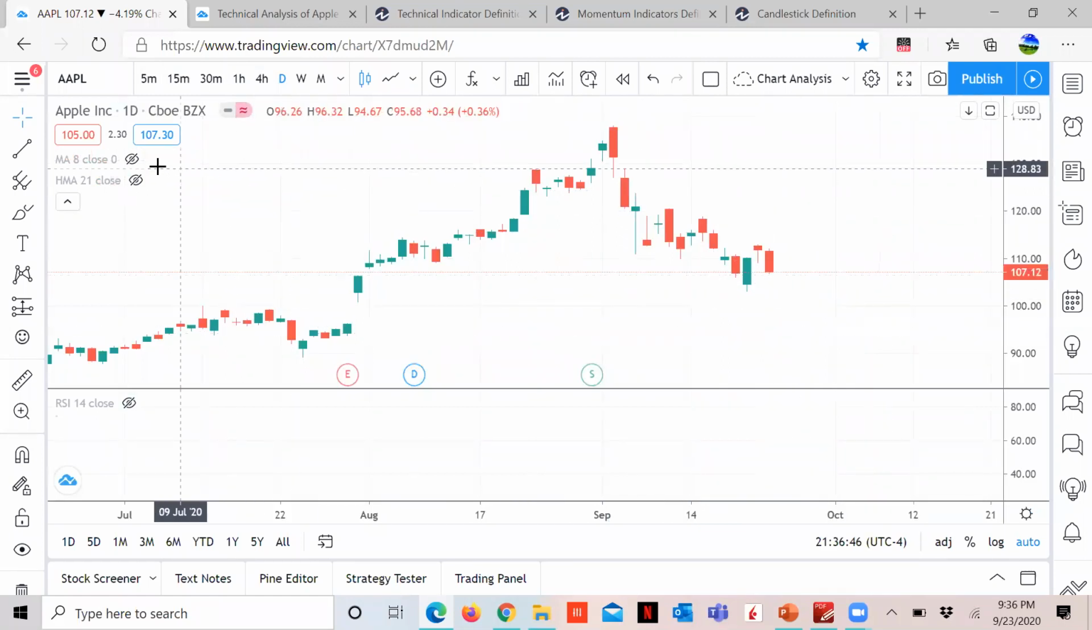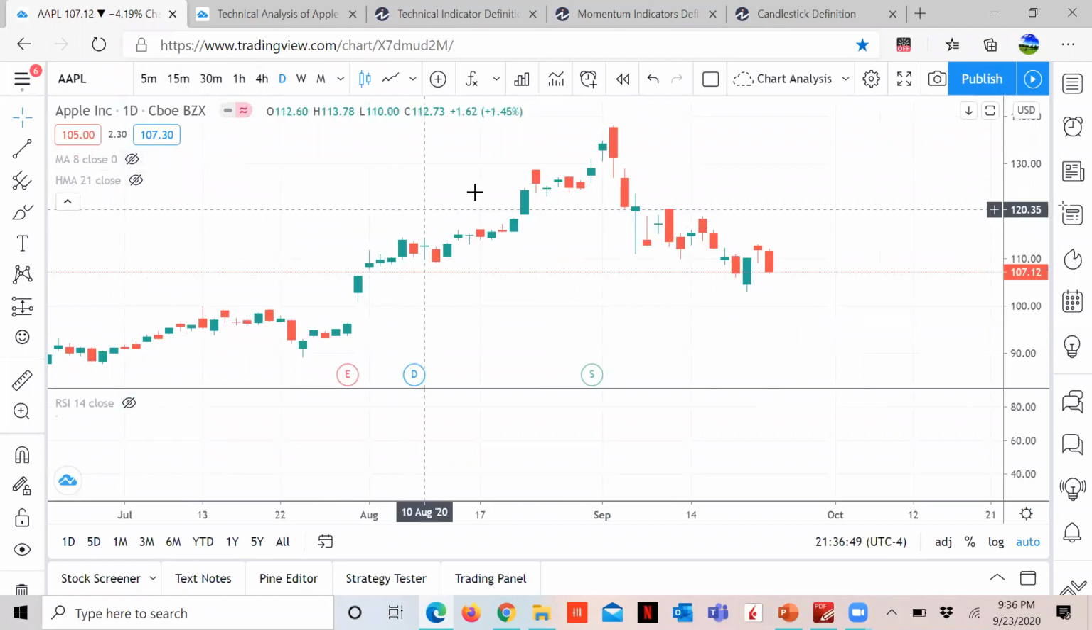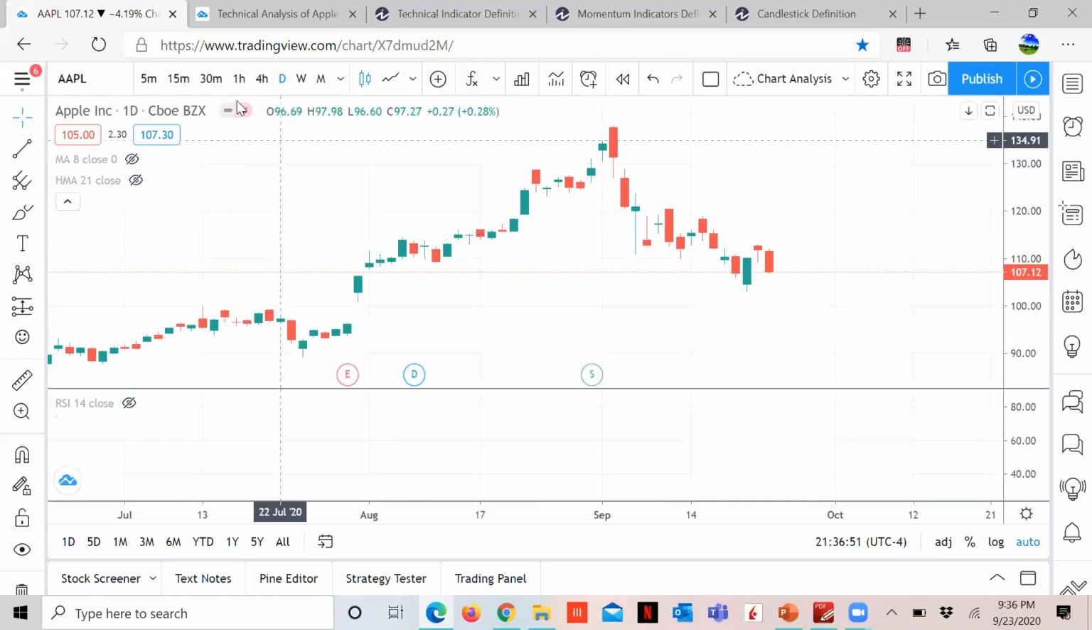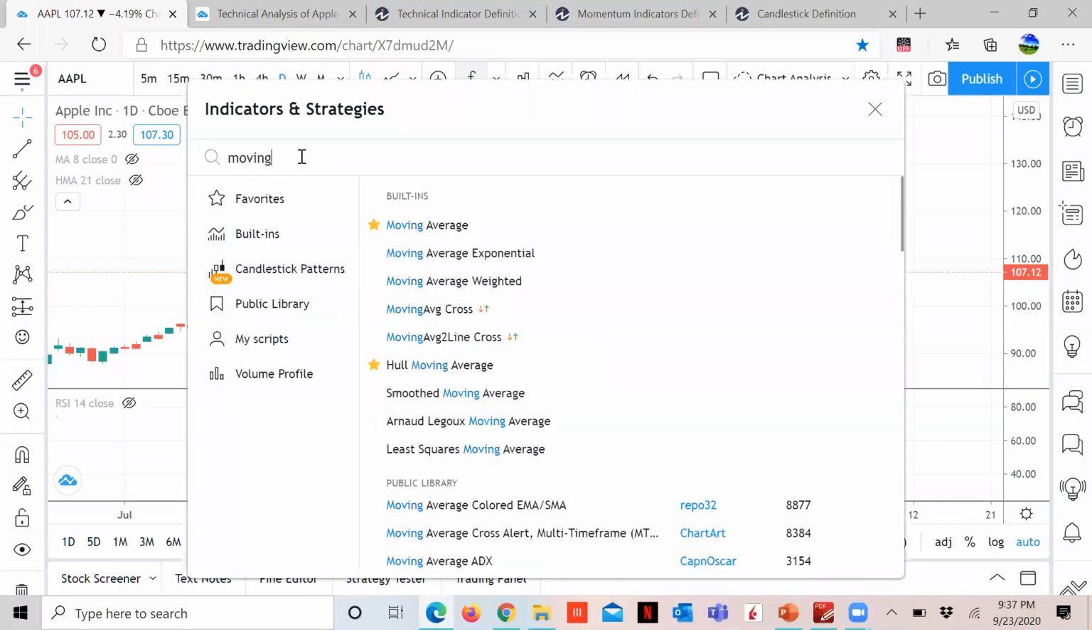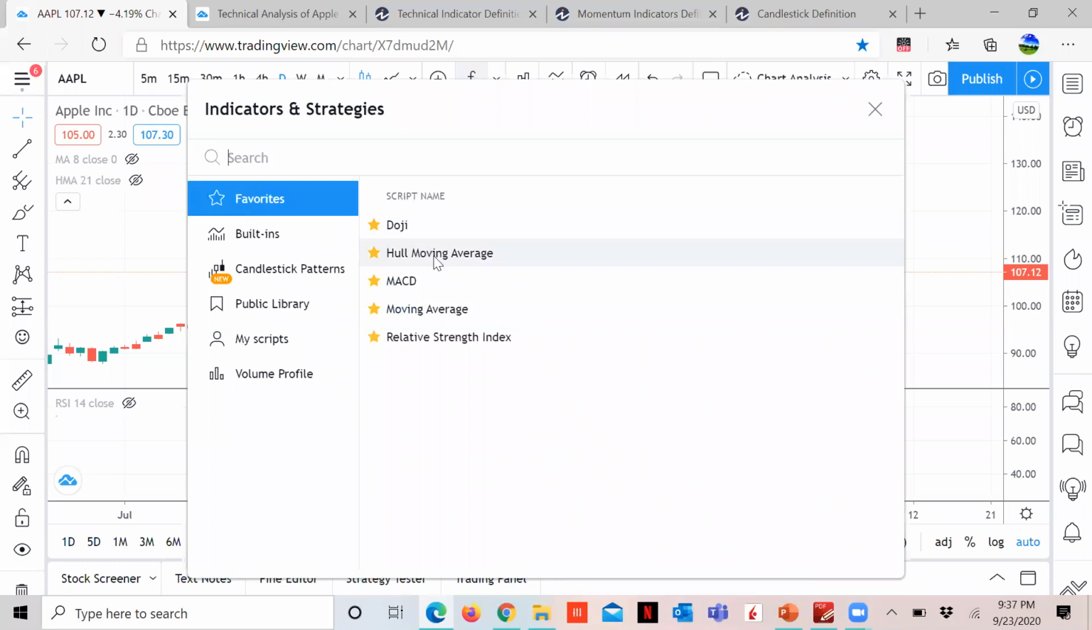So if I were to turn on these moving averages, the indicators are basically under this fx, Indicators and Strategies. When you click on that, it pulls up a window. That's where you type in moving averages. I put a star next to it, I just click on it so it stays under my favorites. So that's why you see I only keep these on my favorites. We'll go one by one if time permits. Otherwise, we'll cover it in the next sessions.